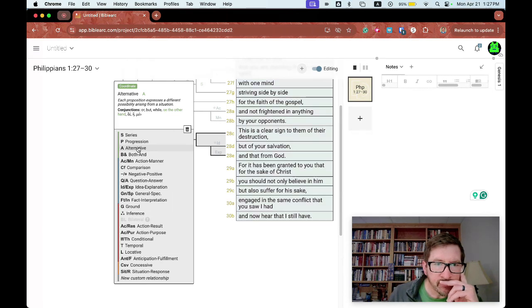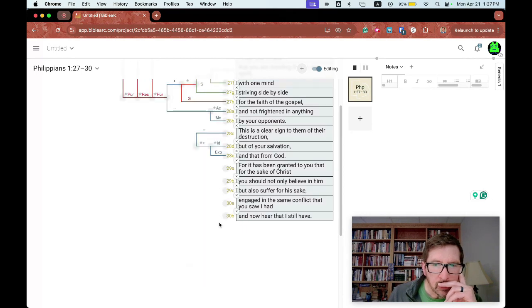I would say I think it's a negative positive, honestly, because they're going to be destroyed eventually, and we're going to be saved. And so I don't know if "but" is, it's probably the only English word that we could use for that, but it's this contrast that he's talking about.